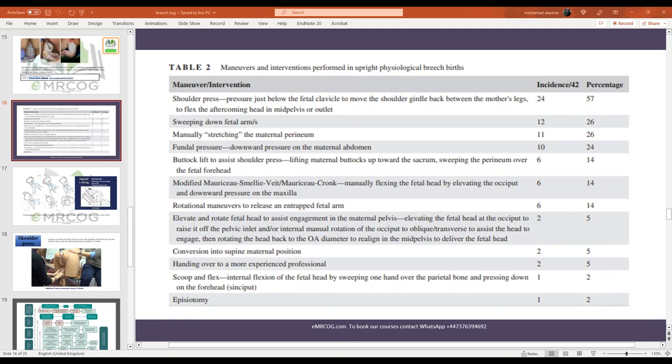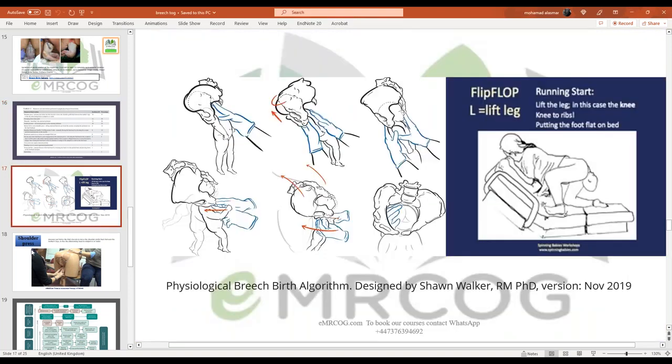So, my friend, I want to show you another technique, which is the running start. In the running start, what is the meaning of running start? Like you can see here, this is the mother. What is her body position?